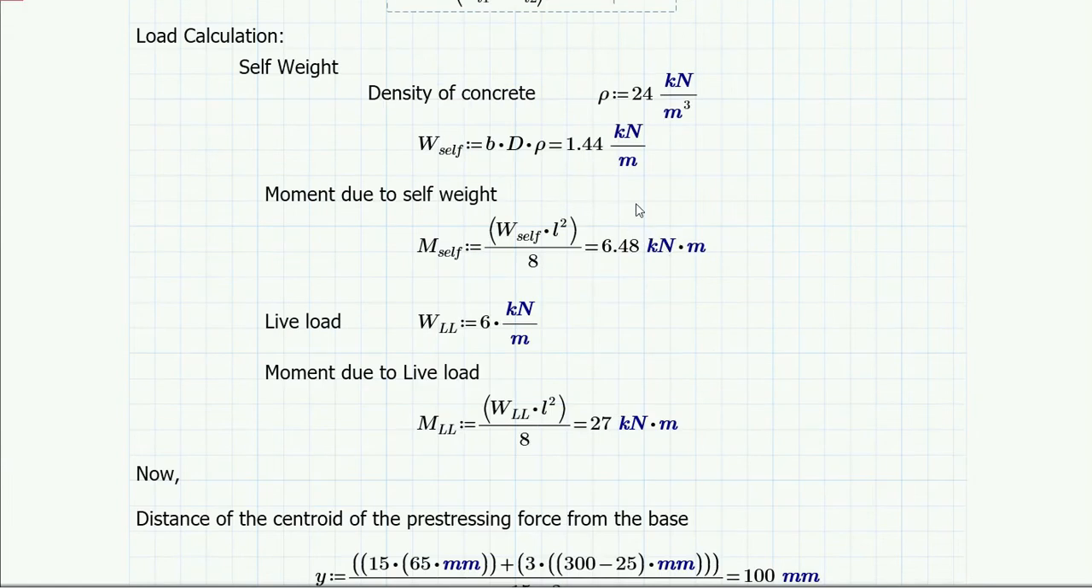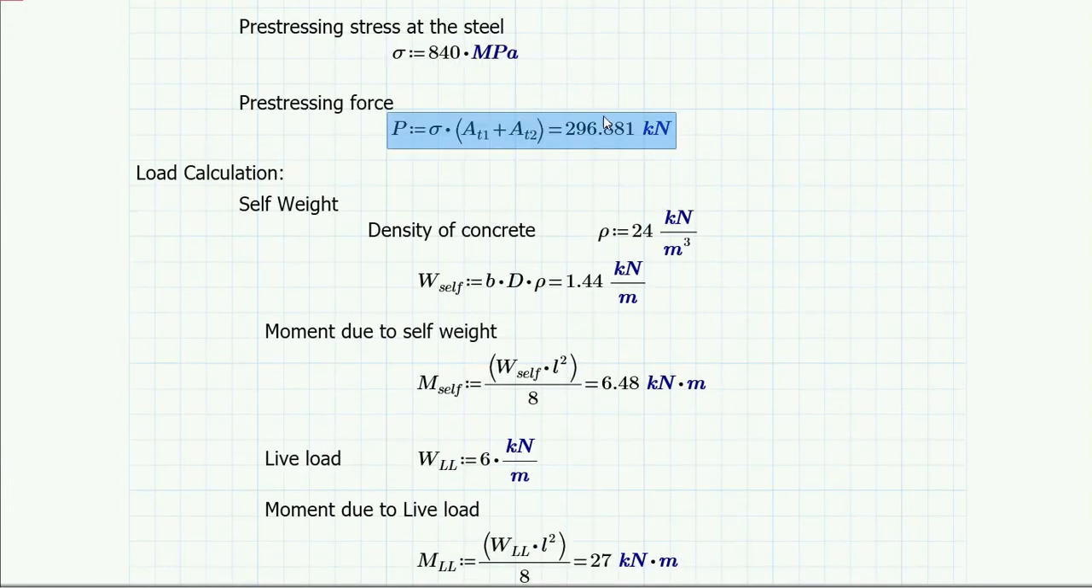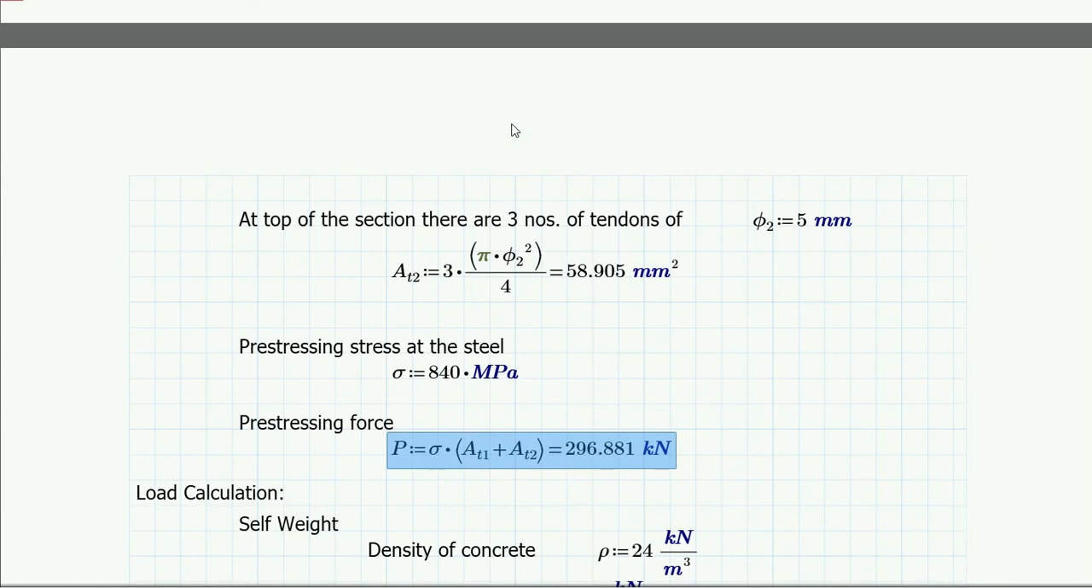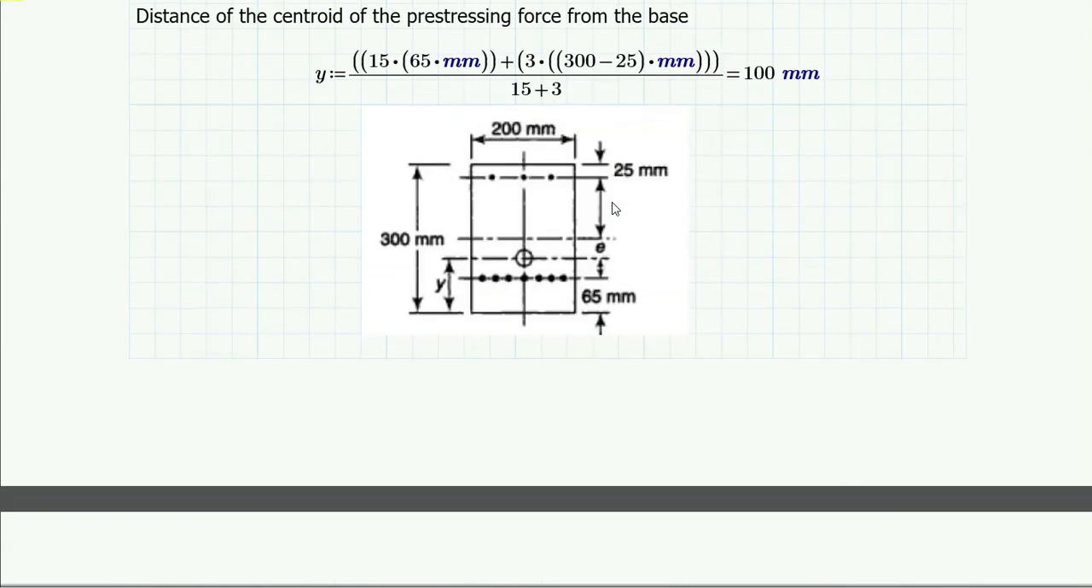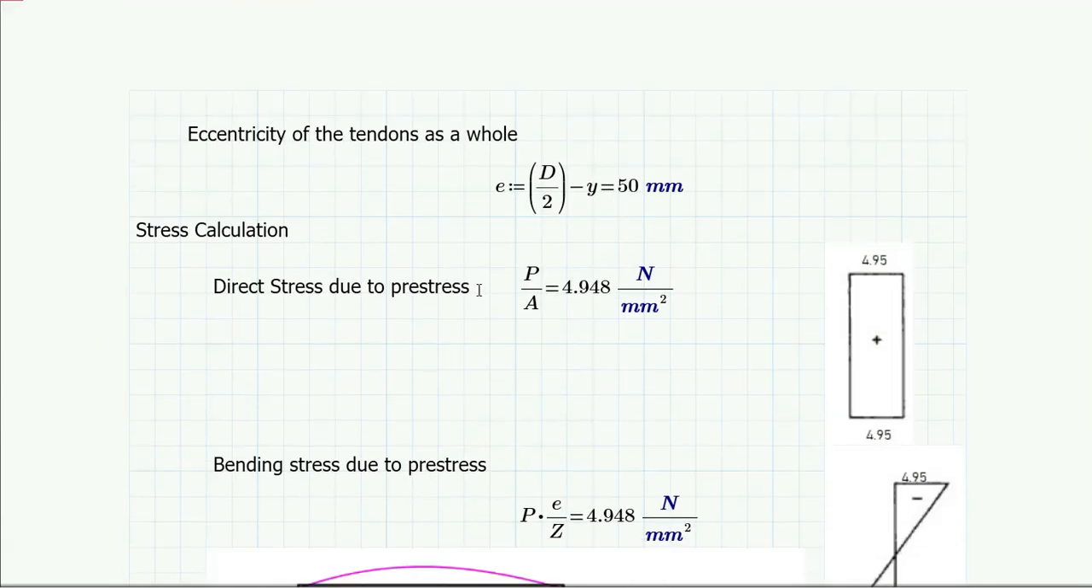So what will be the total pre-stressing stress in the concrete? This total pre-stressing force divided by the cross-section area, which is B into D, which is 6 into 10 to the power 4 mm square. So the direct stress in concrete due to pre-stress will be P by A, which is 4.948 Newton per mm square. So this is pure or direct stress. The stress distribution will be rectangular like this, and this is compression, so it is positive.